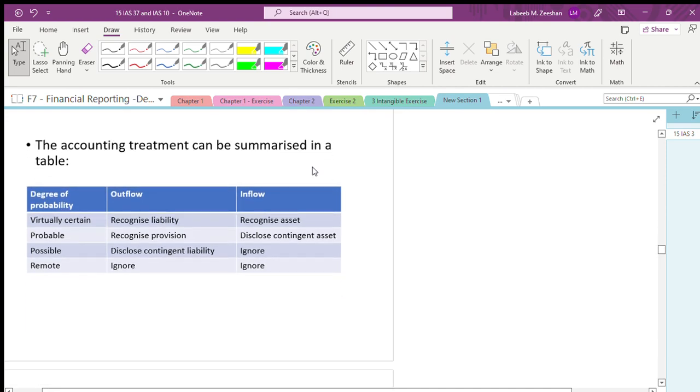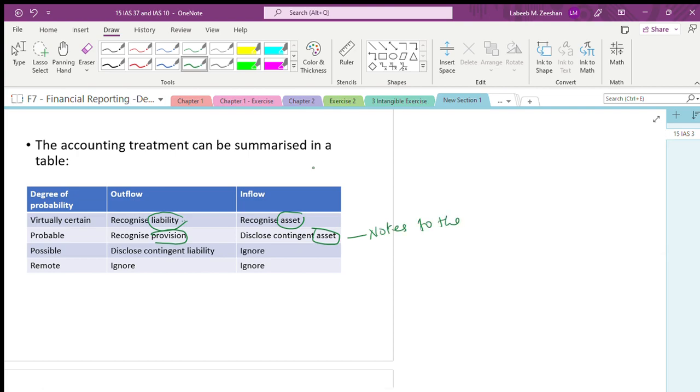Yeah, degree of probability. What is the accounting degree? Virtually certain means you have to take into consideration, in terms of outflow, make it a liability, and in terms of inflow, make it an asset. Probable means you will say that yes, it may or may not happen. Then you have to create a provision, and you have to disclose the contingent asset in the notes to the accounts.